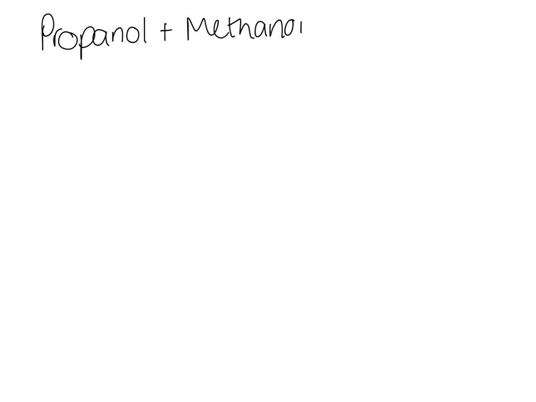Alright, so let's look at the example of propanol and methanoic acid. So first of all, draw your structure of propanol, again using the colours that you used previously. So this is propanol plus methanoic acid. And so I use green for my alcohol chain, so I'm going to stick with that.